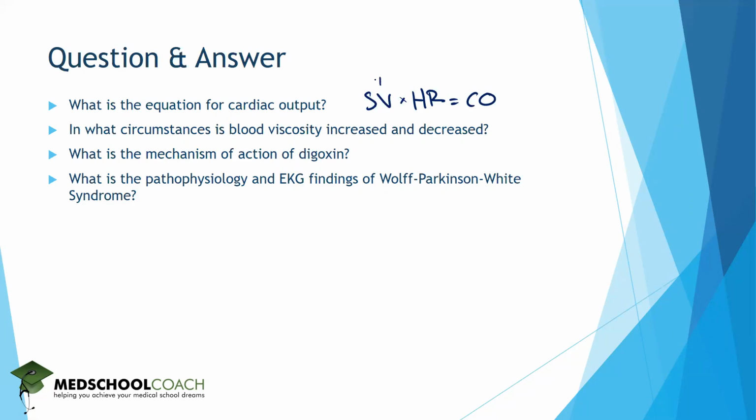Okay. So stroke volume is how much you pump per beat. Heart rate is how many beats per minute. And cardiac output is how much you pump per minute. Okay. In terms of units, we can get that. In terms of what circumstances do you think blood viscosity is increased and decreased? I'm not totally sure. Could heart rate affect it?